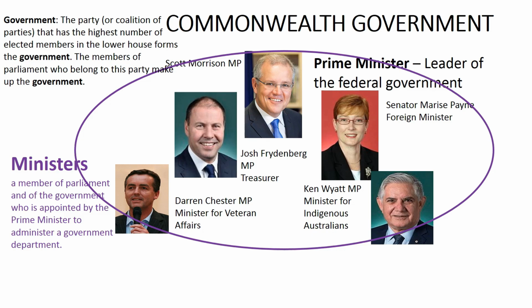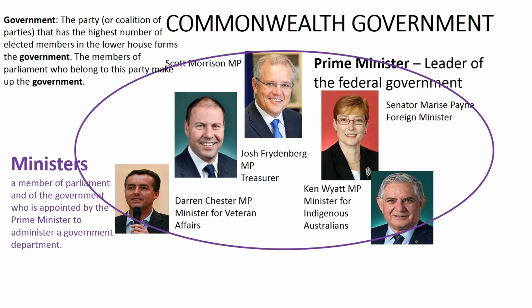Now, some ministers are more important than others because they're given greater responsibilities. Two of the most important ministers in the government, besides the Prime Minister, are the Treasurer, who looks after Australia's money, and the Foreign Minister, who looks after Australia's relationship with other countries. These are just two examples of senior ministers.